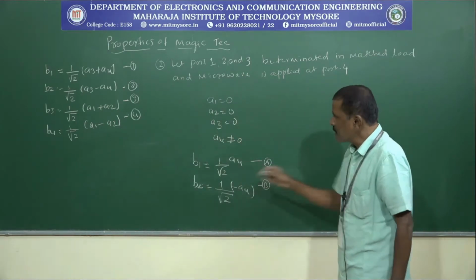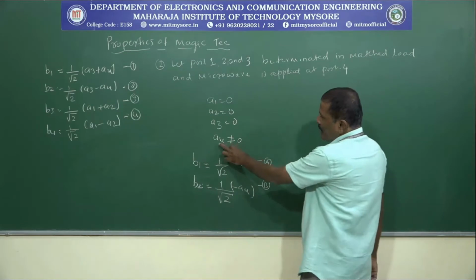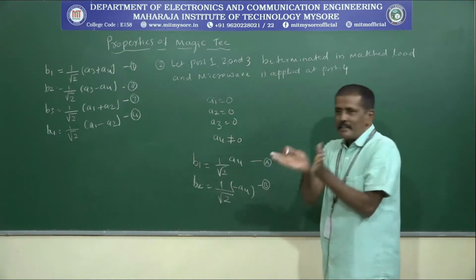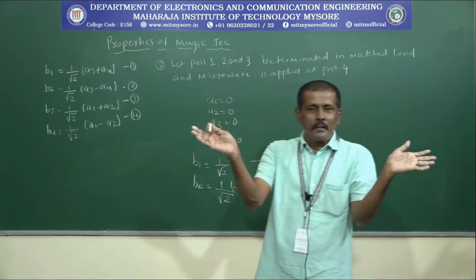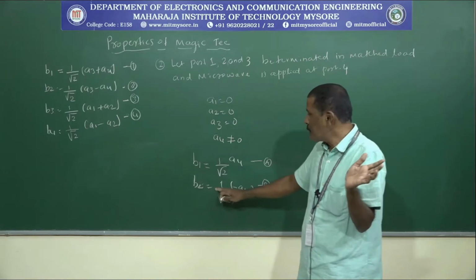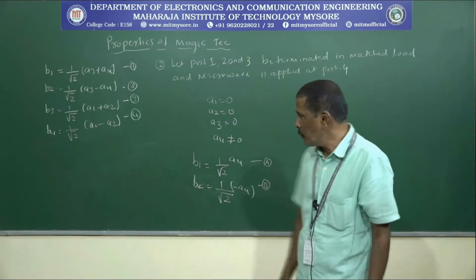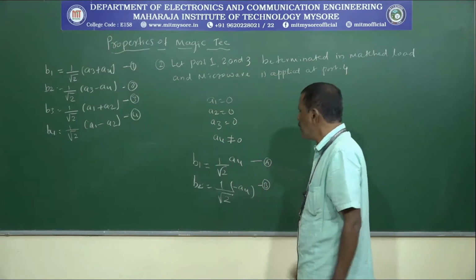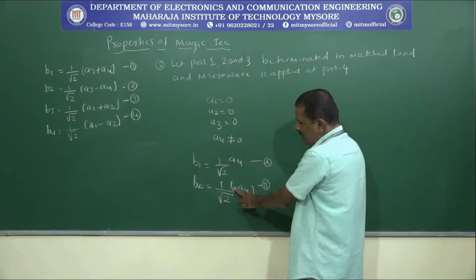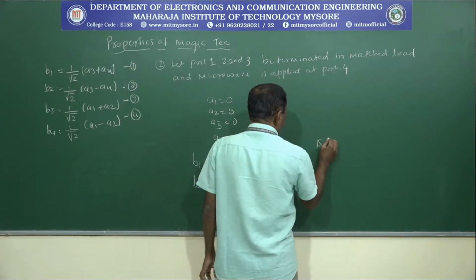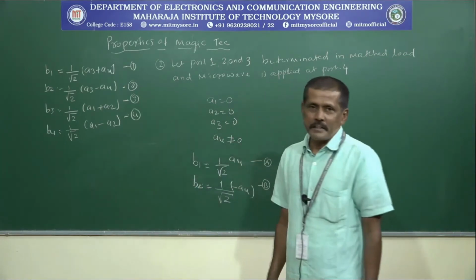Now if you closely observe this particular equation, you are applying the signal at port number 4 and the signal is equally divided between port 1 and port 2, because B1 is the output you are getting at port 1 and B2 is the output you are getting at port 2. You are getting the same signal at ports 1 and 2. But the minus sign is indicating that the two signals are out of phase with each other.